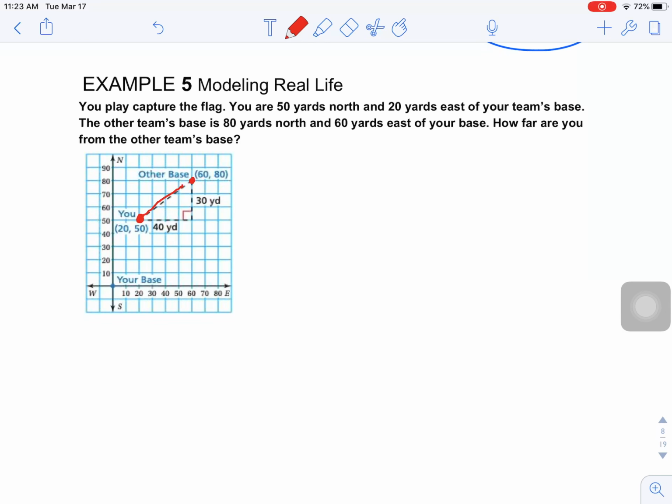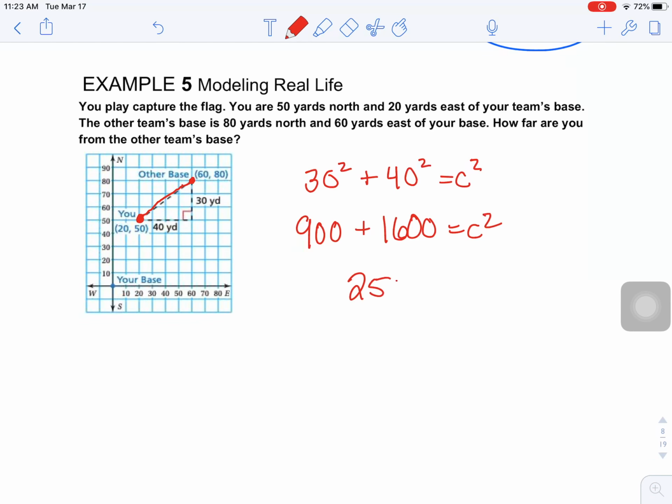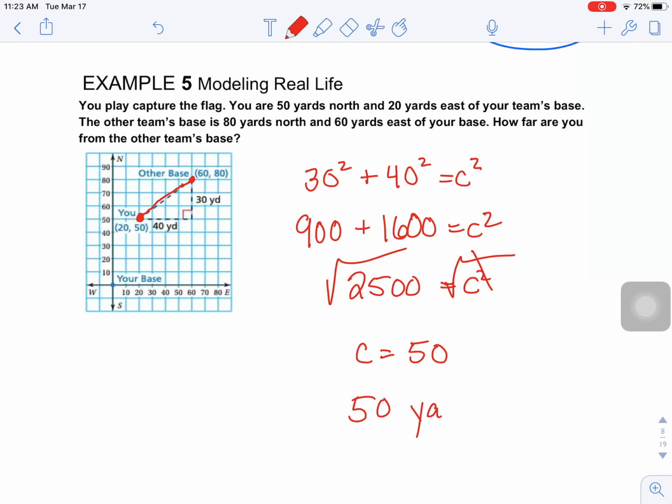Again, they want us to solve for the hypotenuse. You might notice these side lengths and be able to do this right away: 30, 40, from that special triangle we talked about. You might already know the answer, but if you don't, that's okay. We can do that math. 900 plus 1600 equals c squared. That would give me 2500 equals c squared. Square root both sides, so they cancel. So I can find out that my hypotenuse is 50, and in this case, we were talking about yards, so 50 yards apart.